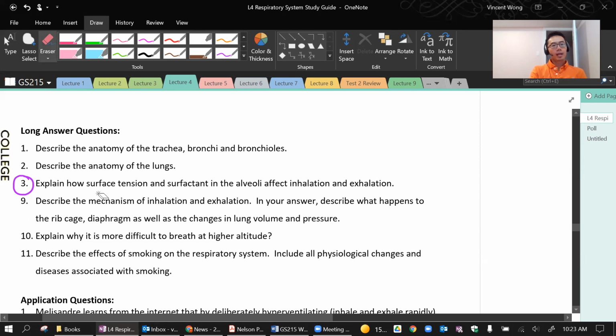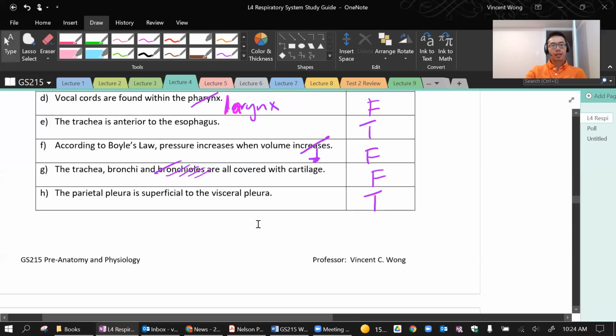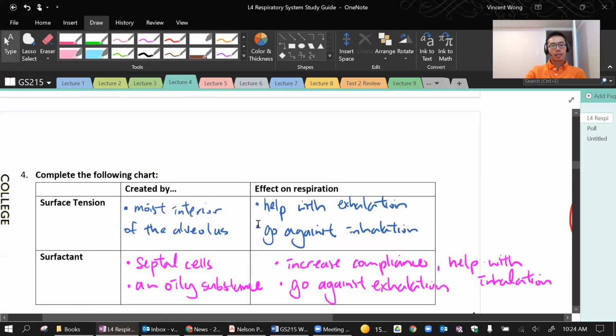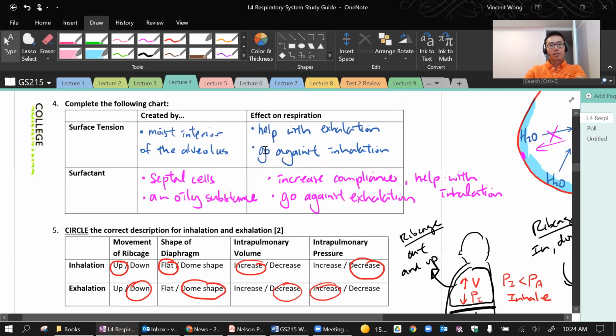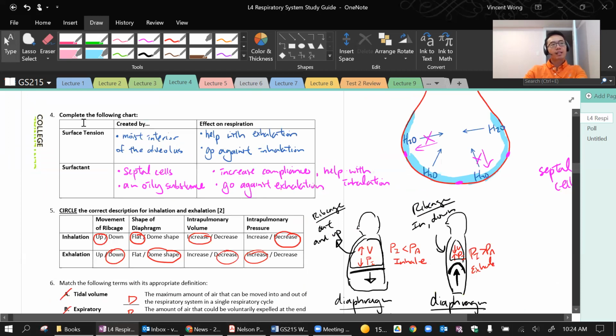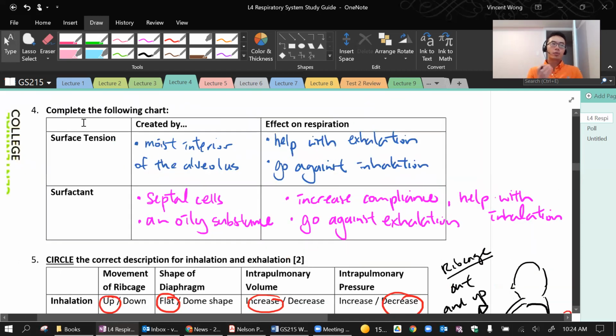Okay, now number 3, explain how surface tension and surfactant in the alveoli affect inhalation and exhalation. We already talked about it up here though, like in this chart, when I tried to explain it. Is there a specific part of this you want me to elaborate, Abdullah?